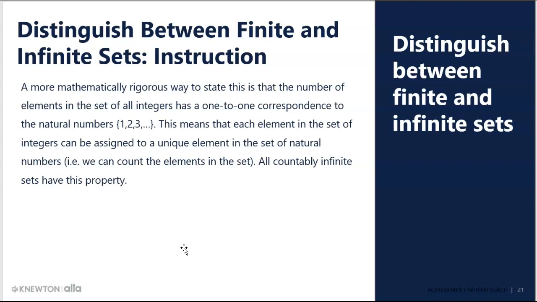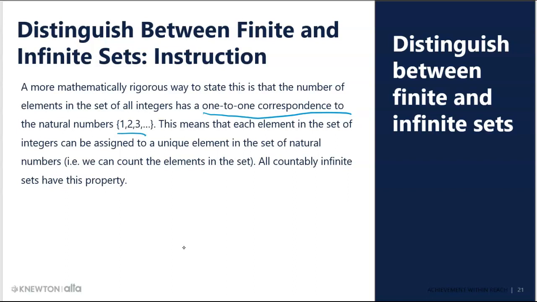So mathematically, we say things in particular ways to have particular meanings. The number of elements in the set of all integers has a one-to-one correspondence with the natural numbers. We count with natural numbers, so I could make a one-to-one correspondence, and I don't have to go in order. I could start with -5 and then count -2 next, but I could assign a number to each number. It can be assigned to a unique element. So anything that's countably infinite has this property too.